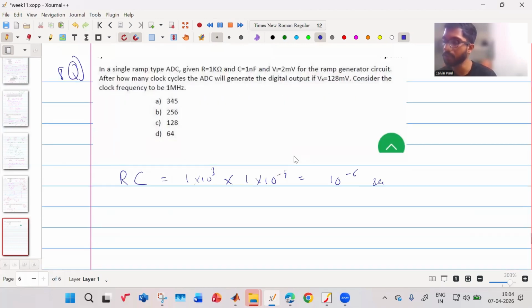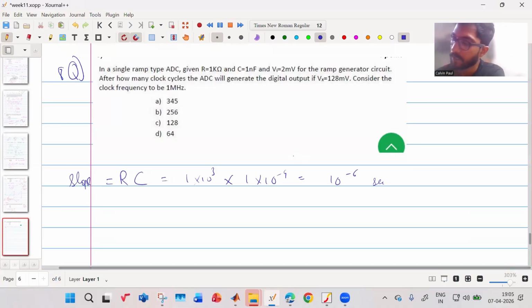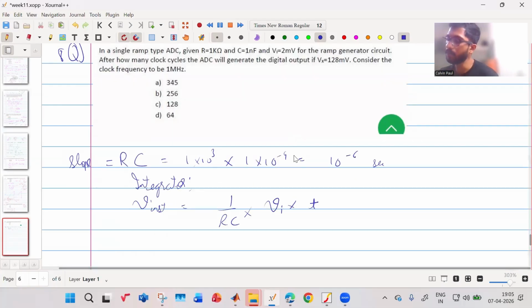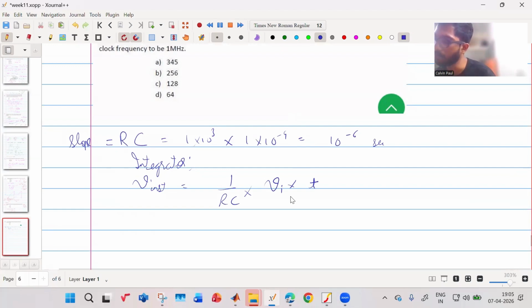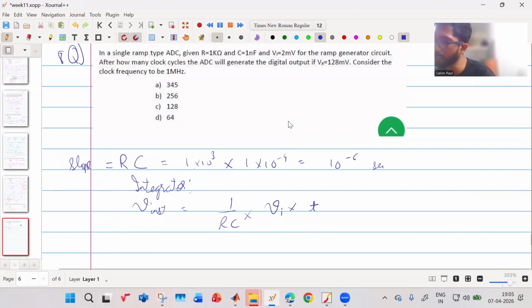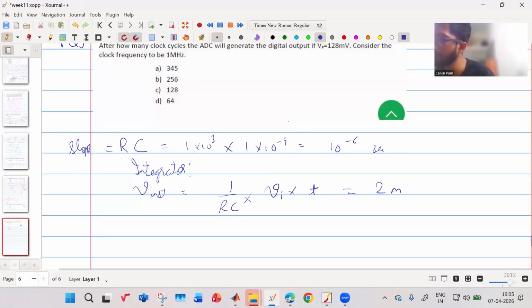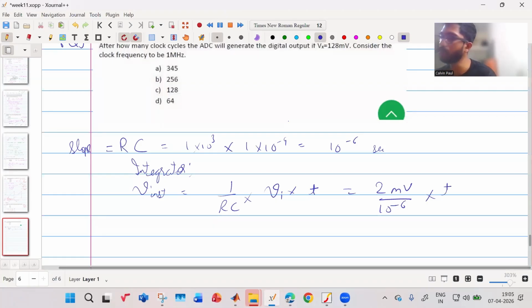Now this is also known as your slope. Okay. Now you have an integrator based arrangement, right? Where the V instantaneous of your integrator is 1 upon RC into VI into T. Okay, into T. So now, what is your VI? Your VI is 2 millivolt. RC is 10 to the power minus 6. And your T is what you need to find out.